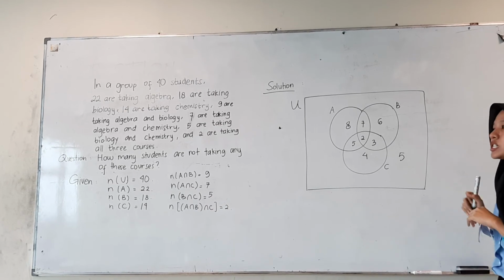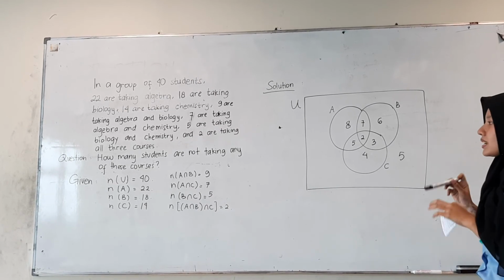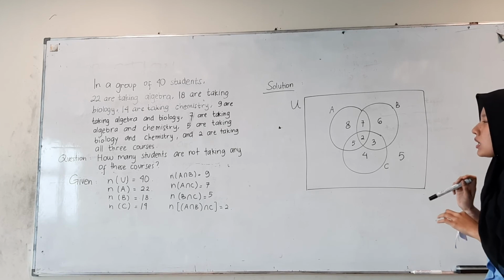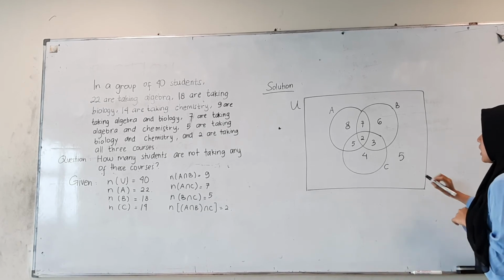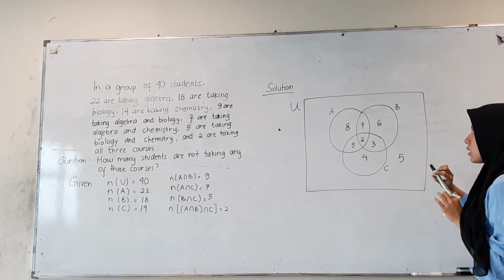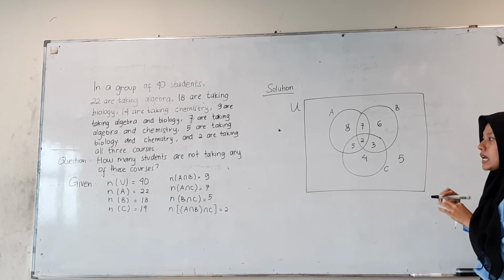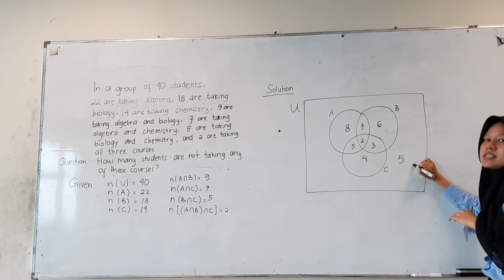So the conclusion is, how many students are not taking any of these courses? The answer is, the number of students who are not taking any of these courses is 5 students.